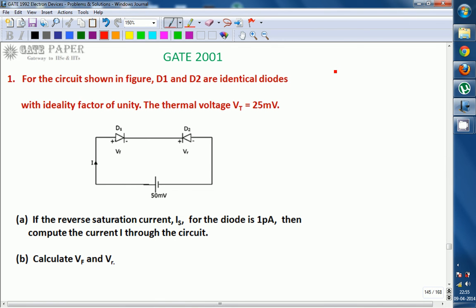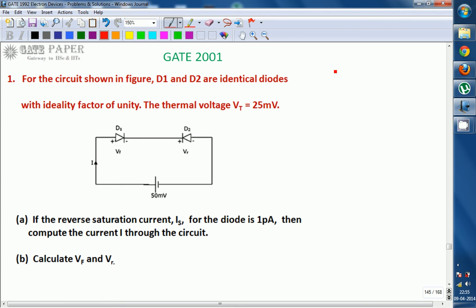We are discussing GATE 2001. Look at the diagram. For the circuit shown, D1 and D2 are identical diodes with ideality factor of unity. Thermal voltage Vt is given as 25 millivolts. If the reverse saturation current Is for the diode is 1 picoampere, then compute the current I flowing through the circuit and also calculate Vf and Vr as indicated.